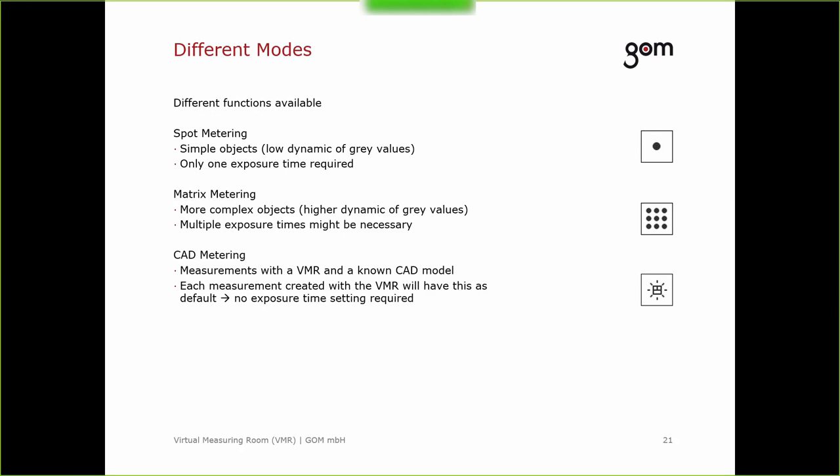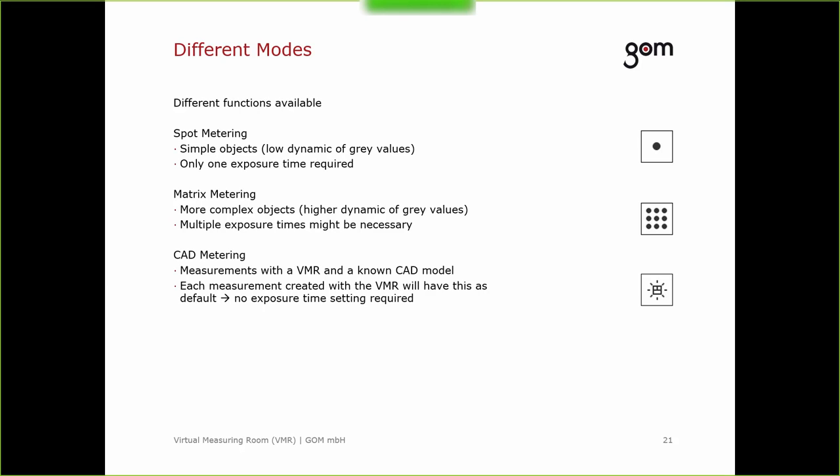The software offers different functions for different applications. Spot metering was designed for the measuring of simple objects with a low dynamic of gray values that only need one exposure time. The matrix metering was designed for more complex objects with a higher dynamic of gray values when multiple exposure times are necessary.